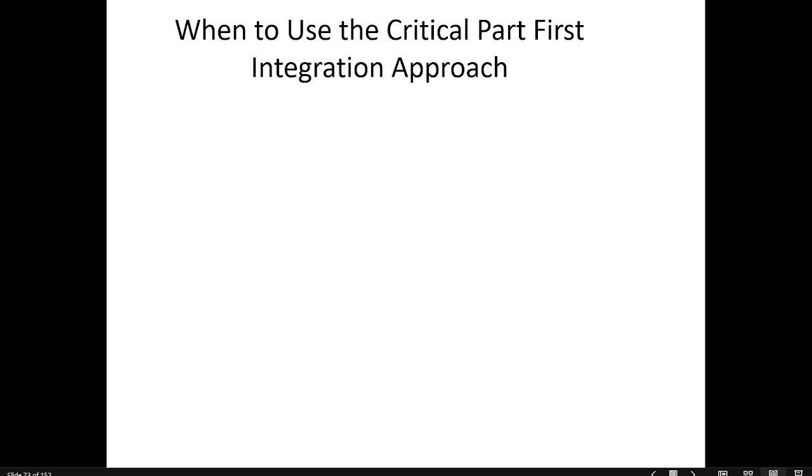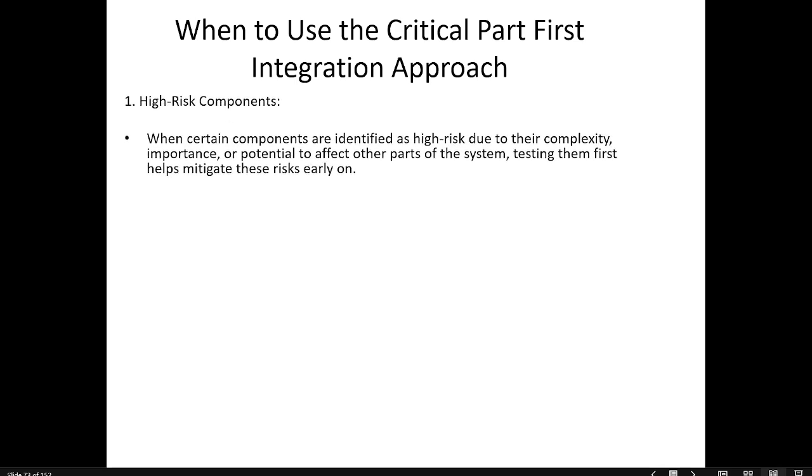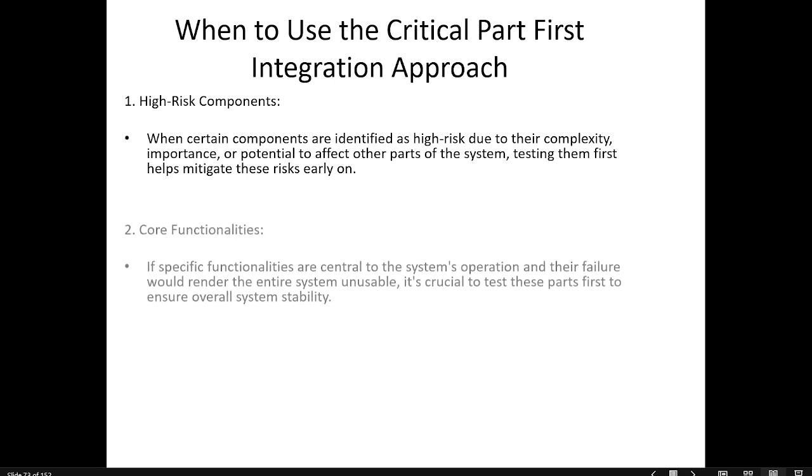When to use the critical part first integration approach will answer what I am saying. High risk components. We have discussed risk, a potential threat. Now, when there is a high risk component involved, we should test that first. When certain components are identified as high risk due to their complexity, importance, or potential to affect other parts of the system, testing them first helps mitigate these risks early on.